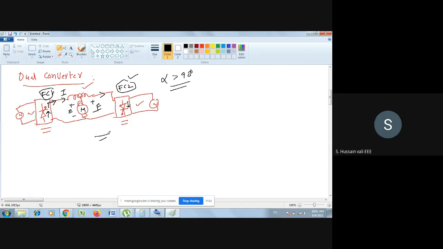Let me repeat what I said. If alpha is greater than 90, this E is negative. If alpha is less than 90, E is positive. I'm sure you must have seen this already.